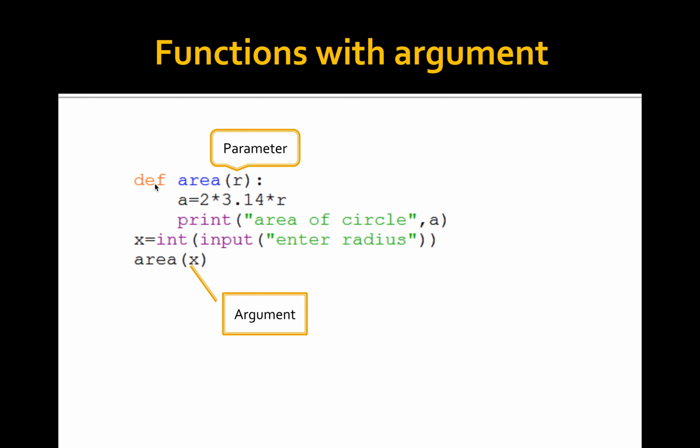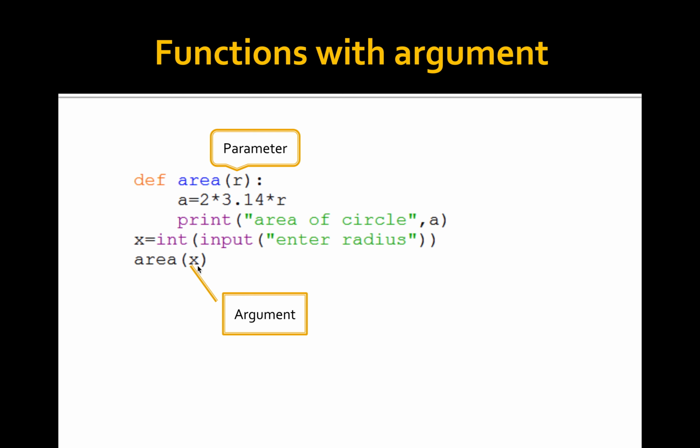The variable in the function definition that is used to receive values from the argument is called a parameter. So here is how the execution goes. The first line executes. At that time the Python interpreter identifies this is a function definition, so it will not execute the next two lines. It executes the fourth line, that is x = int(input("Enter radius")). So we can enter the radius. Then that value is passed through the function call. So here we are passing a value through the function call. That is why it is called a function with argument.